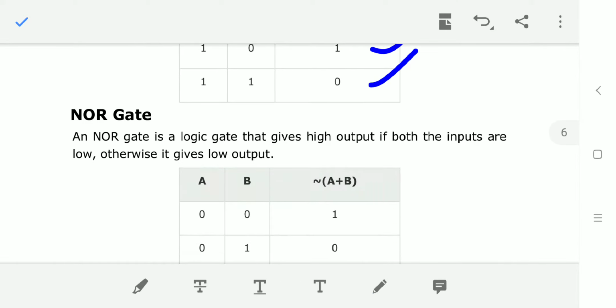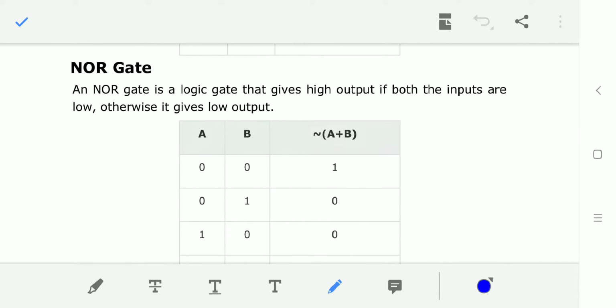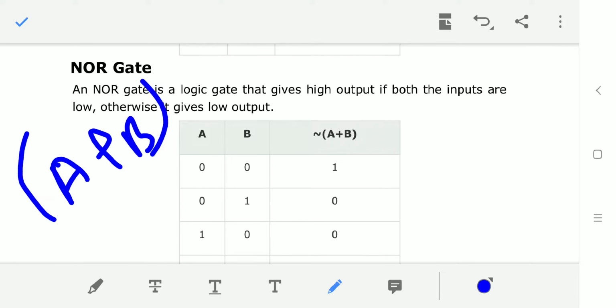Next is NOR gate. And NOR gate is a logic gate that gives high output if both the inputs are low, otherwise it gives low output. In this also it is the same thing. This is an OR gate and a NOT gate has been applied outside it, then this is known as NOR gate.